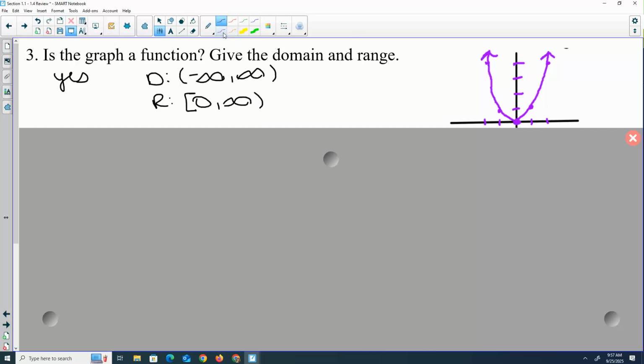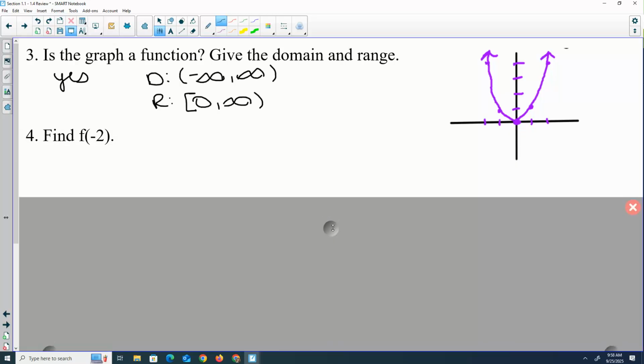If this had had endpoints here instead of arrows, what would my domain have been? My range would be 0 to 4, and my domain would be negative 2 to positive 2. So you just have to watch if it has the arrows and keeps going or not. All right, so could you look at a graph, decide if it's a function, and give me domain and range? Domain left to right, range up and down. Always interval notation for that stuff.